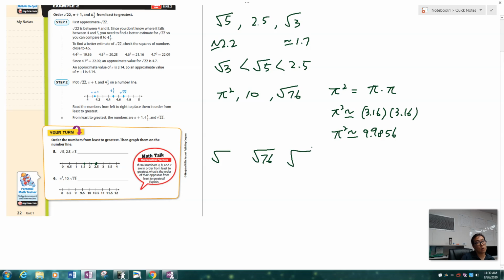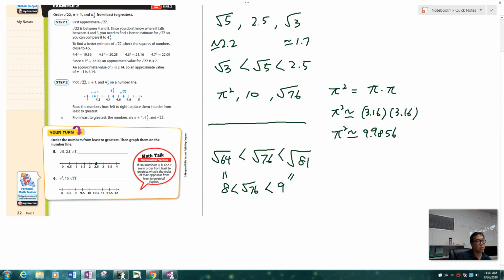6 times 6 is 36, 7 times 7 is 49, 8 times 8 is 64, so it's bigger than the square root of 64. 9 times 9 is 81. But we know that the square root of 64 is 8, and the square root of 81 is 9, because they are perfect squares. So the square root of 76 is in between 8 and 9.